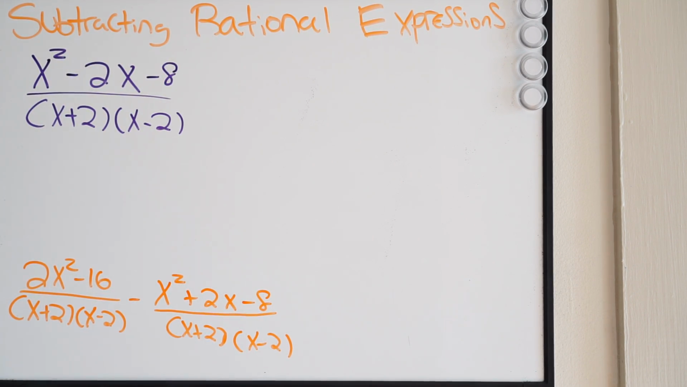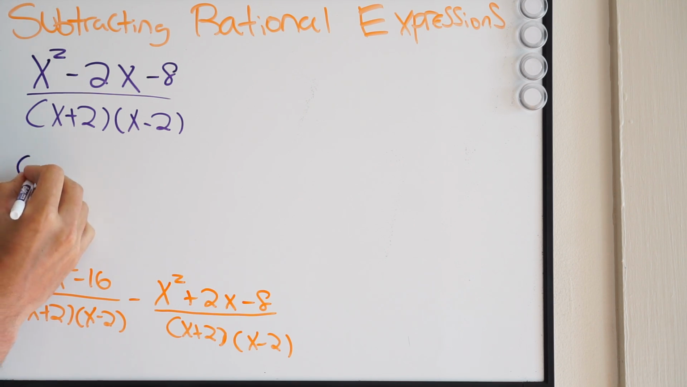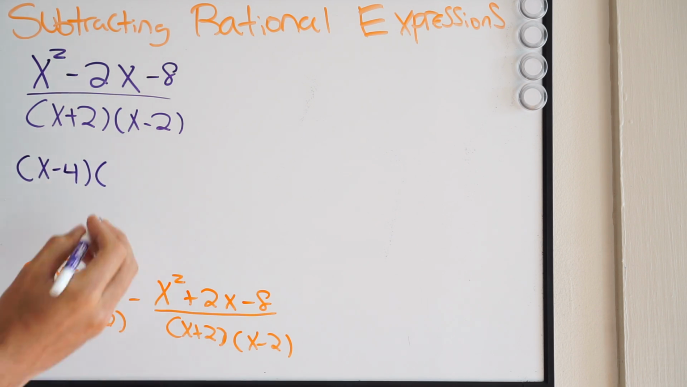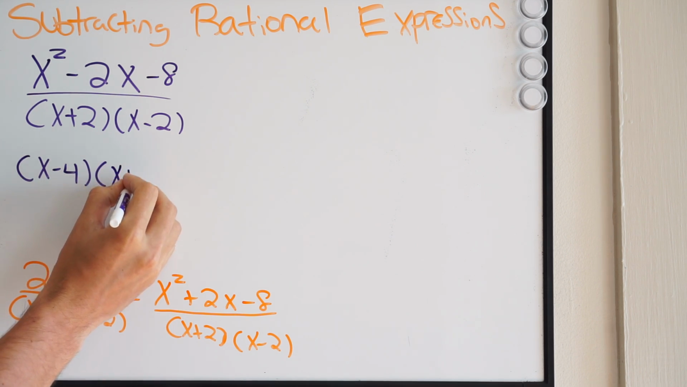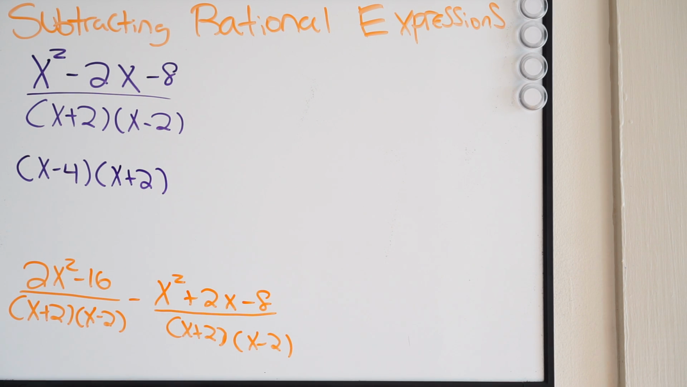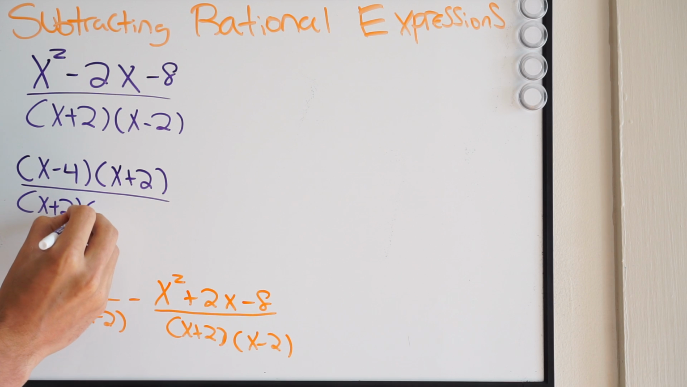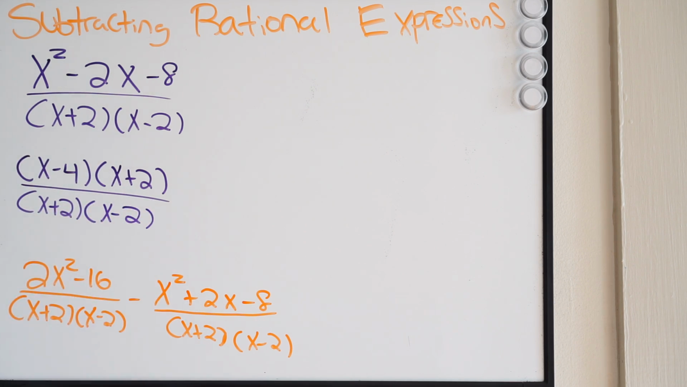And again, you can use the AC method if you wish to do this, or if you can visualize this, that's fine as well. You can put it right in the factored form. I'm going to put it right in the factored form, but if you need to use the AC method, feel free to do so. So when we put this in factored form here, we'll have x minus 4 and x plus 2, and then on the bottom, we have x plus 2 and x minus 2.